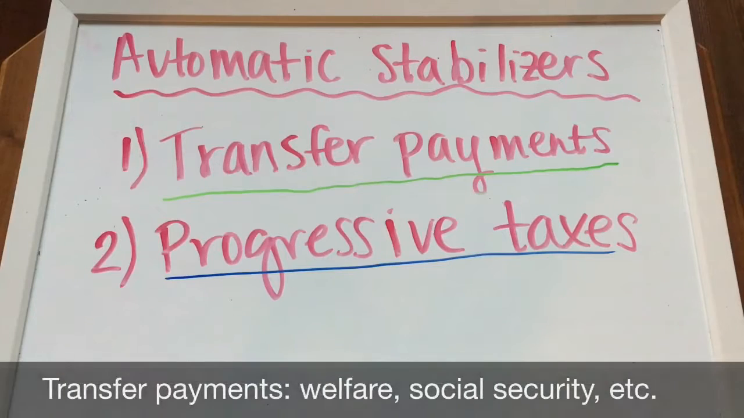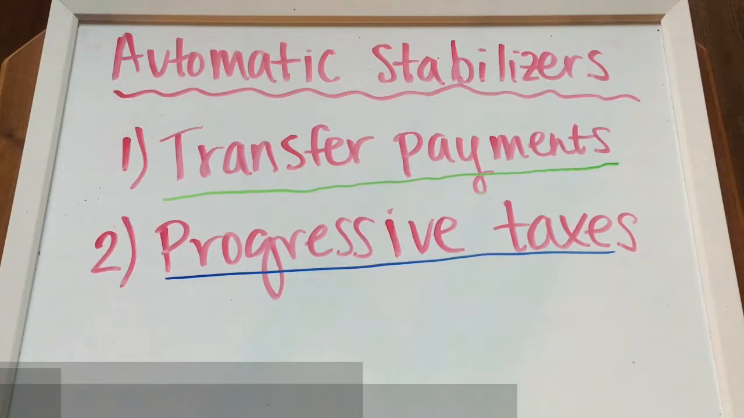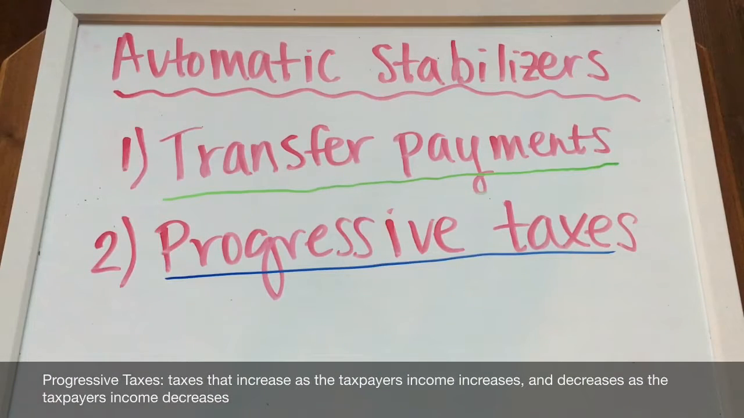Number one, transfer payments. Transfer payments are when the government redistributes income. A couple of examples of transfer payments would be welfare and Social Security. Number two, progressive taxes. Progressive taxes are the type of taxes in place in the United States now. So the more money you make, the more taxes you pay.